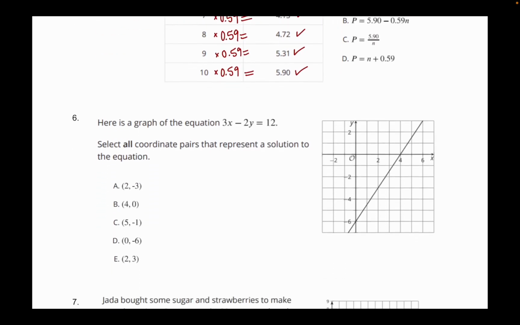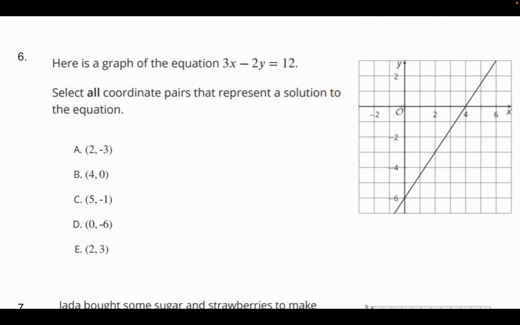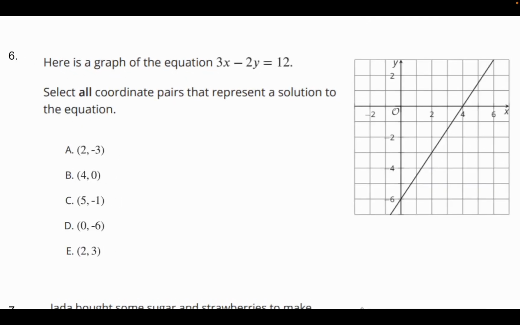For number 6, we're looking at a graph now. So instead of a table, we're looking at a graph. Here is a graph of the equation 3x minus 2y equals 12. Select all coordinate pairs that represent a solution to the equation. So anything that represents a solution means the point is on the line. So what I can do is graph all of these and then see if they land on my line.